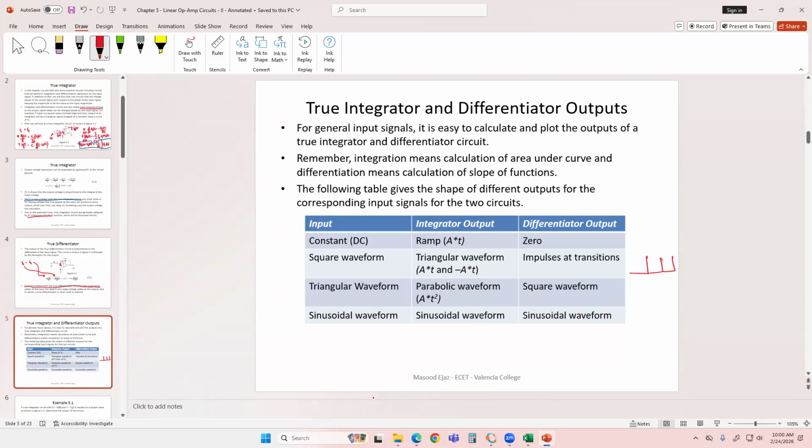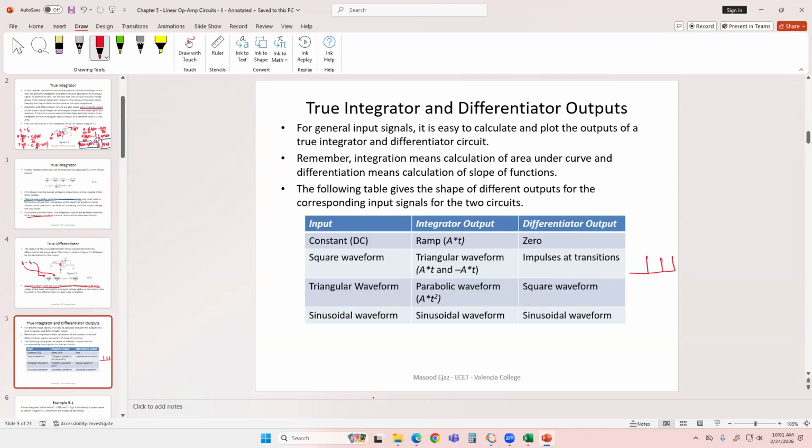If your input is a triangular waveform, then integrator is going to give you a parabolic waveform. Integration of At is going to be A/2 t squared. And your differentiator is going to give you a square waveform. Of course, triangular, when you differentiate that, it's going to be a constant value when it is going up and a constant value when it is going down. So positive and negative values.